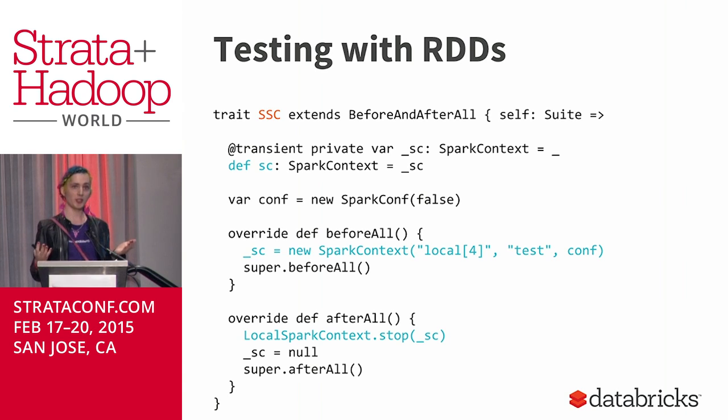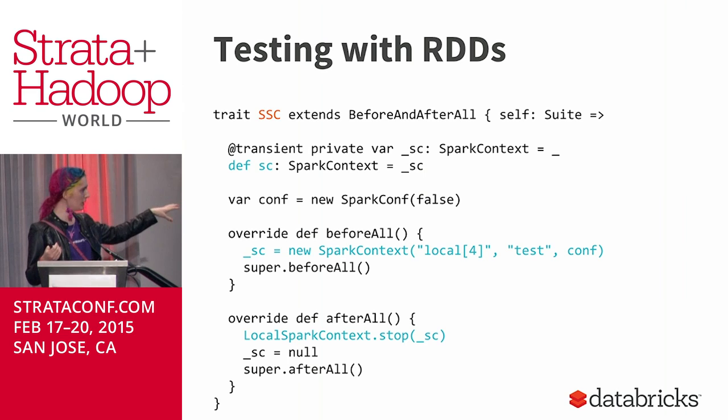The other option is we want to actually test the entire workflow of our program, right? If our functions are correct, but our transformations are completely screwy, it's not going to do us a lot of good. So to do that, we're going to need to create some RDDs, and to do that, we're going to need a Spark context. And this you can sort of just skim. This is a trait. It provides a Spark context to us.